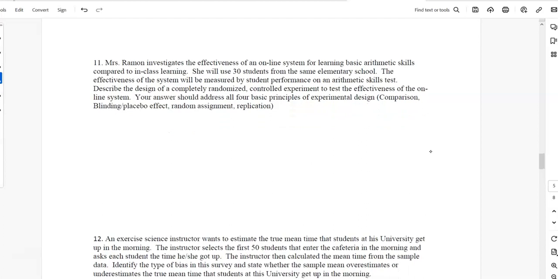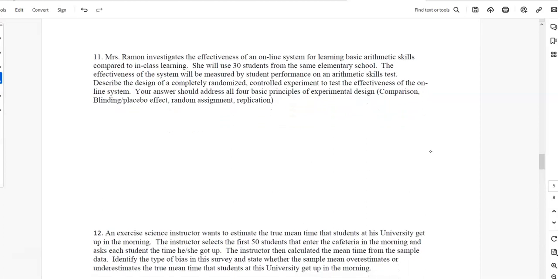Okay, we're on to some word problems here. Some more ones. So Mr. Raymond investigated the effectiveness of an online system for learning basic arithmetic skills compared to in-class learning. She will use 30 students from the same elementary school. The effectiveness of the system will be measured by student performance on an arithmetic skills test. Describe the design of a completely randomized controlled experiment to test the effectiveness of the online system.